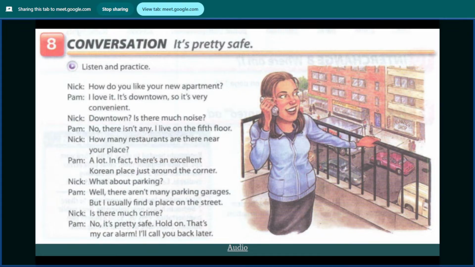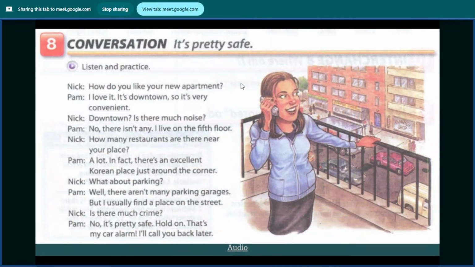Now you guys know already that parking on the street is not very safe, correct? Not in our country, not in any country. There are usually thefts, correct? There is usually crime. So he asks, is there much crime? So she says, no, it is pretty safe. And then her car alarm starts ringing. That means someone is trying to steal her car. Okay, so we'll listen to the audio over here. Just give me 1 second, I'll play the audio.